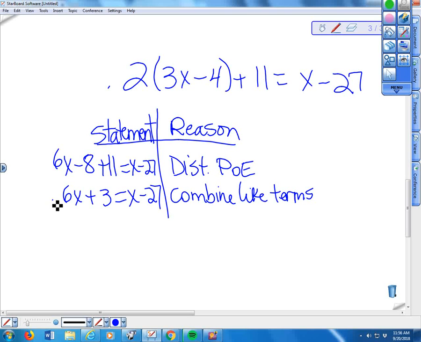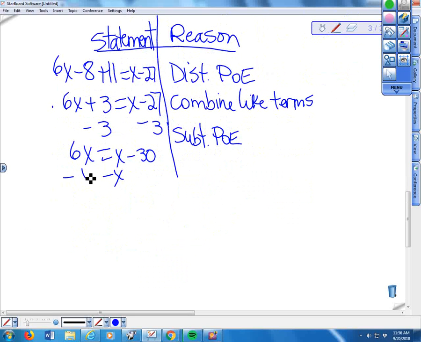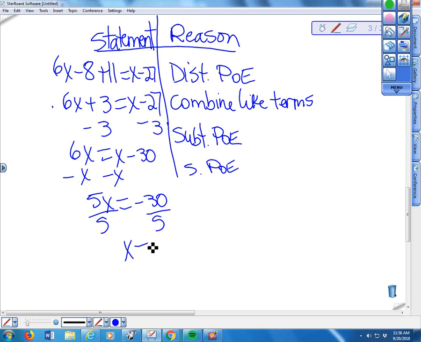What's next? Subtract 3. And I have to do it to both sides, right? To get 6x equals x minus 30. The reason is the subtraction property of equality. Same thing now, subtract x. 5x equals negative 30. Same thing, subtraction property of equality. And then finally divide by 5. x equals negative 6, and the reason is division property of equality. Your first two-column proof.